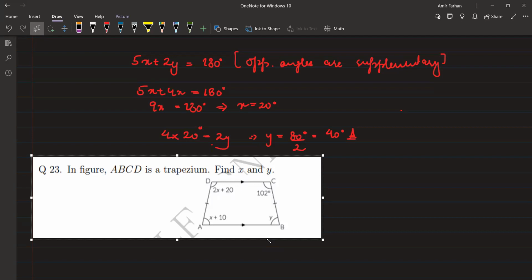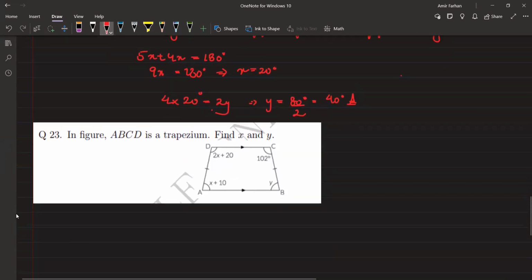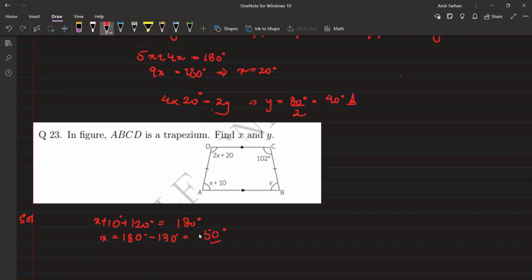Look at the screen. I think the question shouldn't take this much time. Got the answer? Very good. Look, it's a quadrilateral, straightforward. You can do one thing: x plus 10 plus x plus 10 plus 120 will be equal to 360, or, sorry, 180, or not? Yes or no? Yes. So x will be equal to 180 minus 130 degrees, so it's equal to 50. Is that your value of x?